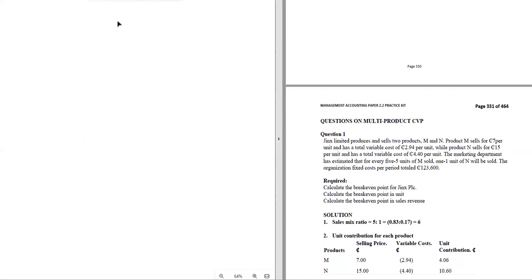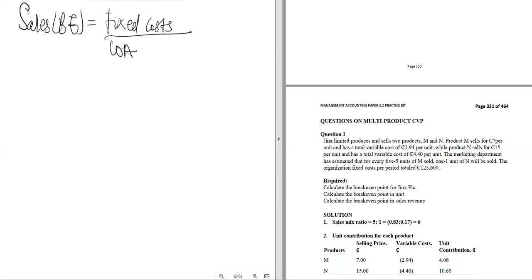So now that we've got our contribution to sales ratio, our weighted average, we know that anytime you want sales to break even, it's actually what? Your fixed costs over your CS ratio. But this one will be your fixed cost over your weighted average CS ratio. So what then do we get?